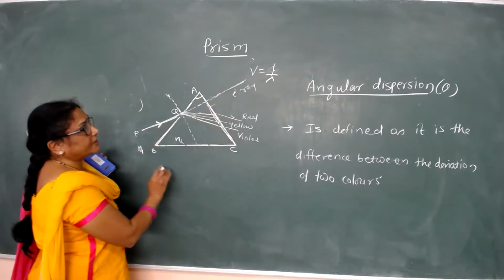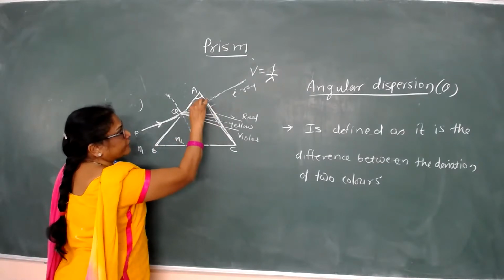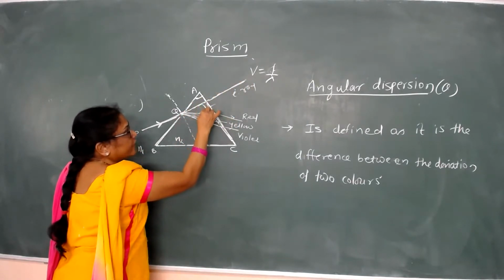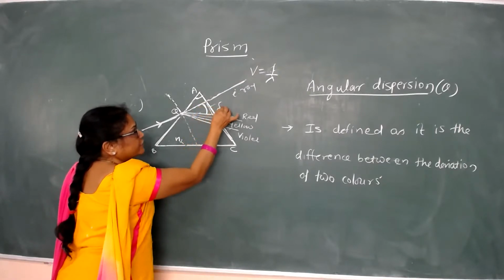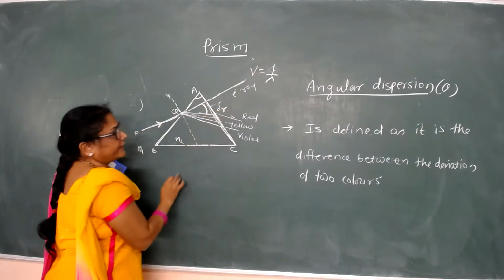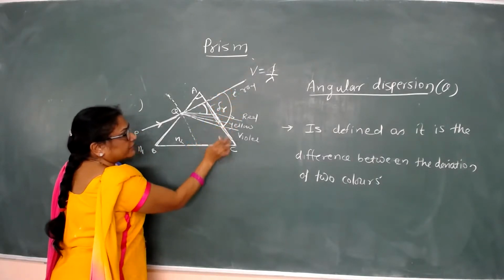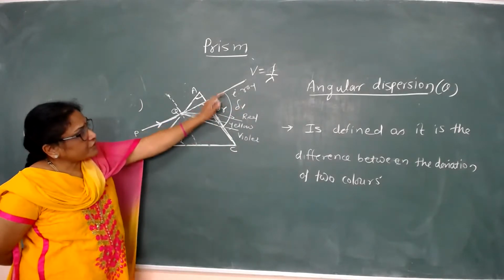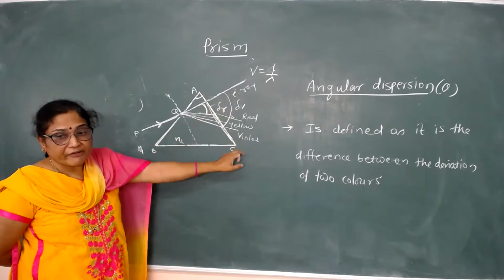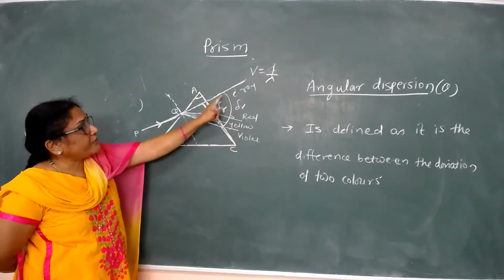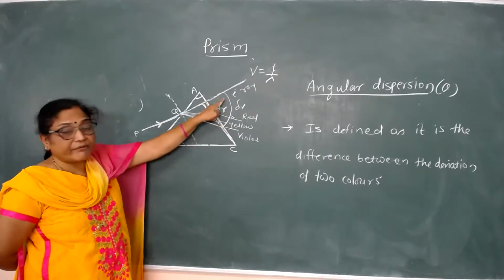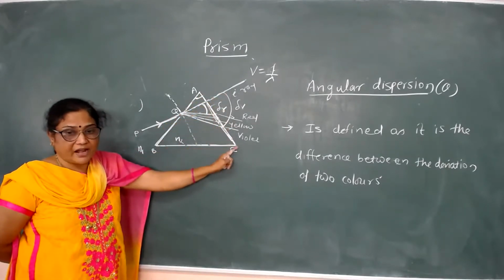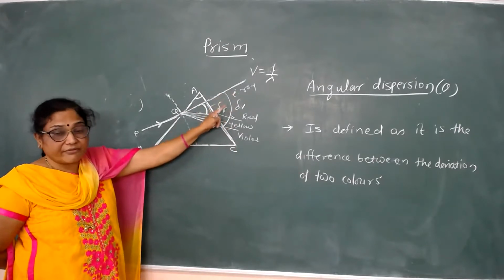Suppose the deviation is denoted by the letter delta. The deviation of red color is the angle between the incident ray and the emergent ray, known as the angle of deviation. The angle between the violet color and the incident ray is the deviation of violet color. The deviation of violet color is more because the wavelength of violet color is less. The deviation of red color is less, because the wavelength of red color is large, which means the velocity of red color is less and the velocity of violet color is large. Remember these things: velocity and wavelength.